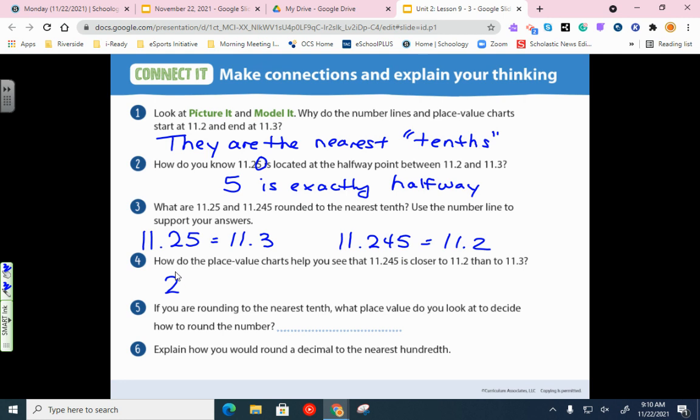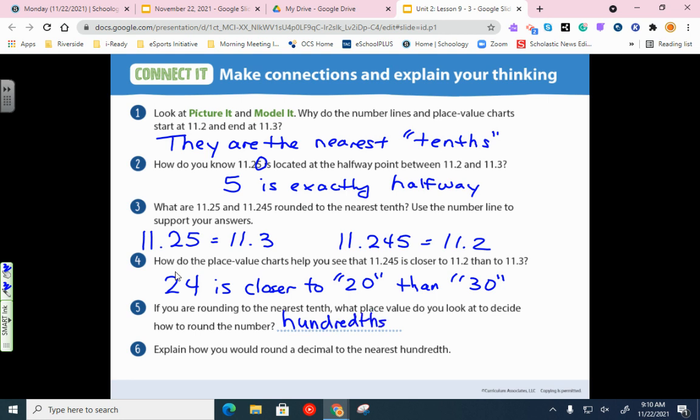Because 24 is closer to 20 than 30. So if it's 25, 26, 27, whichever, those would be closer to 30. If you're rounding to the nearest tenth, what place value do you look at to decide how to round the numbers? So that's easy. You always look at the place value to the right. So there's the tenths place. Immediately to the right is the hundredths place.